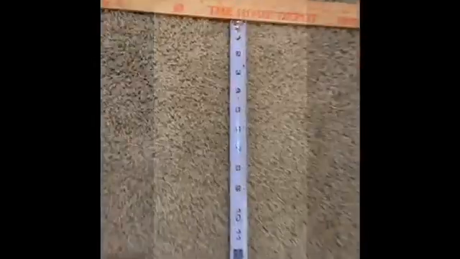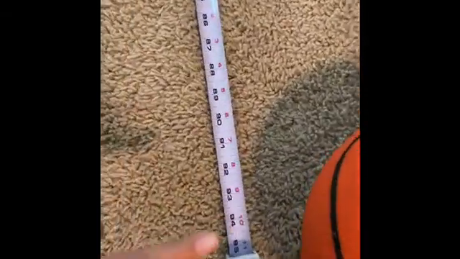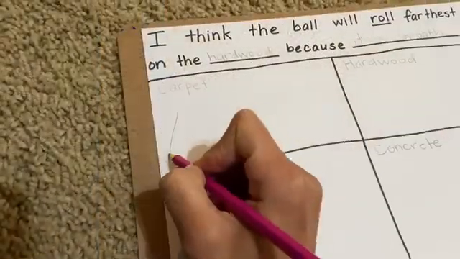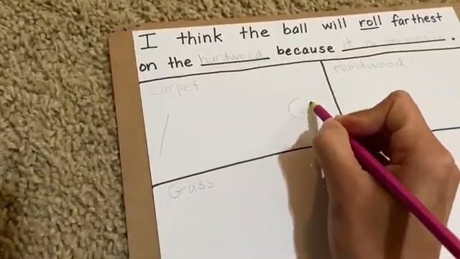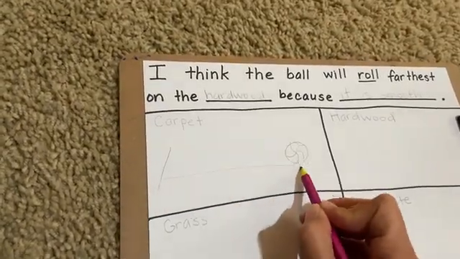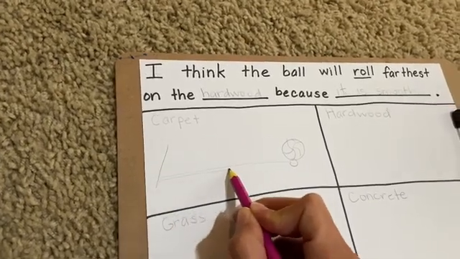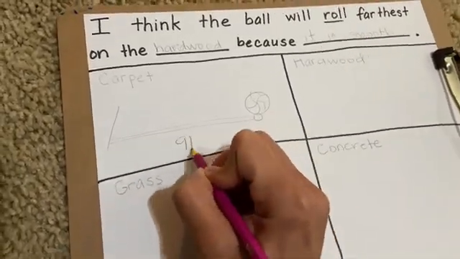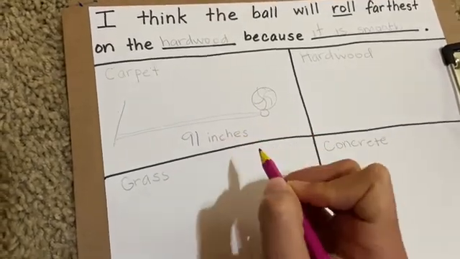So I'm gonna start out by flicking my wrist to roll my basketball, and I'll see how far it goes. Let's try it. So I got out my measuring tape to see how far my ball rolled on the carpet, and it looks like about 91 inches. So now I need to record my findings on my data sheet. So I'm going to be drawing in the box that says carpet because we just rolled the ball on the carpet. And I will draw exactly what I see, and I'll also write down how many inches my ball traveled.